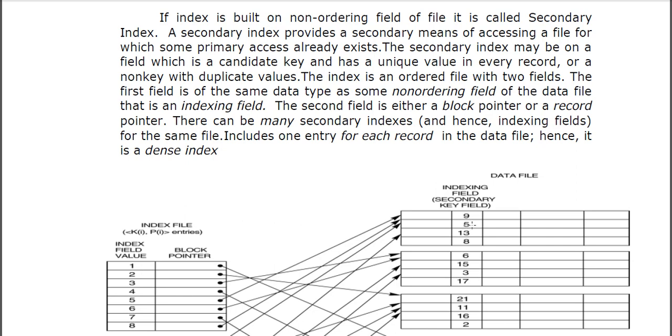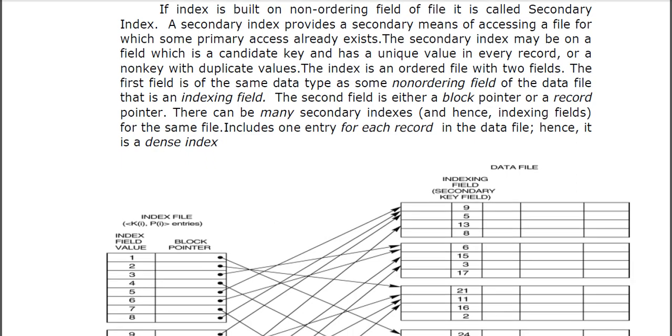You can see here 9 5 13 8. This is not sorted here, but in this index file, the index field value is sorted: 1 2 3 4 5 6 7 8, and the corresponding block pointers are used in the index file, right? So this is called your secondary indexing technique.